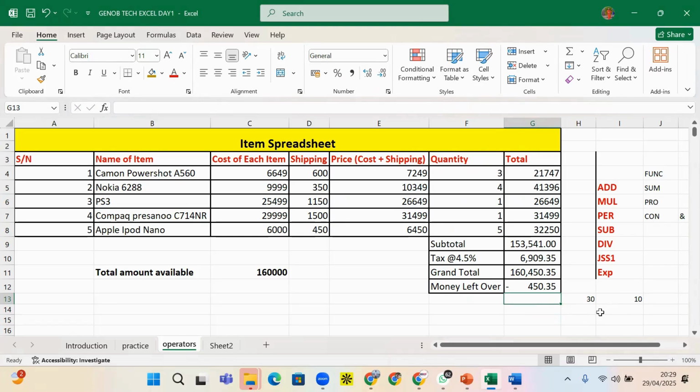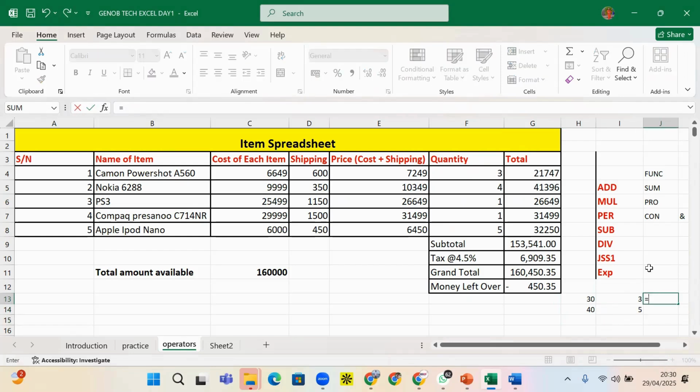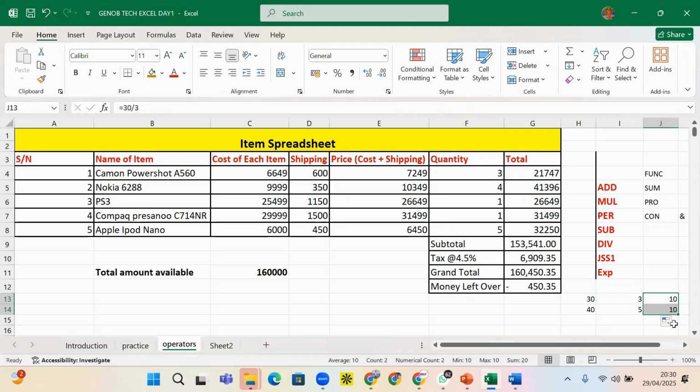I have 30 divided by 3 here, and I have 40 divided by 5. So if I stand here and perform a calculation, saying equal to 30 divided by 3, this cannot reference the next cell. Remember, I said you can use fill to copy across. If you do, it will still give you 10, 10. It was supposed to reference this 40 divided by 5, right? But it is not referencing it because it didn't use references.